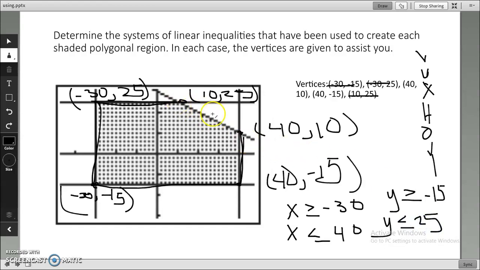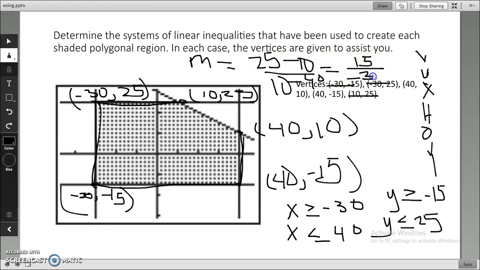All right, so now we just have to find the equation of this line, and that should not be a problem at all because we have 2 points. And if we have 2 points, we can find the equation. So first we'll find the slope. We'll do 25 minus 10, my y's, over 10 minus 40. That's going to be 15 over negative 30, which is negative 1/2.